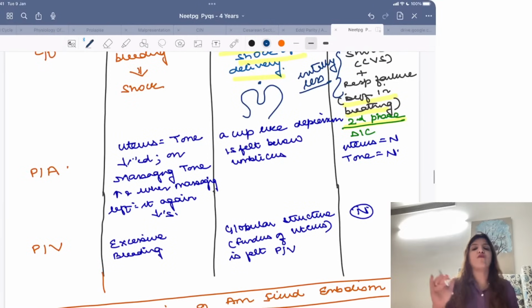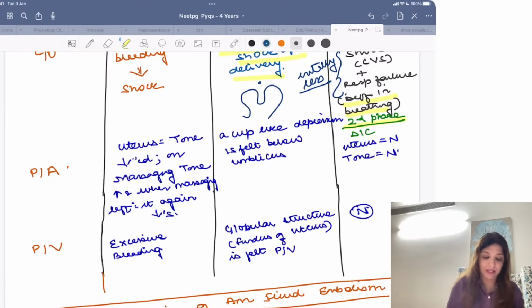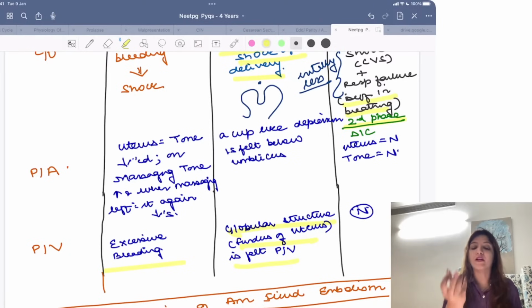In case of amniotic fluid embolism, uterus will be absolutely normal. The tone of the uterus will also be absolutely normal. Then come the per vaginal examination findings. In case of PPH, you will get excessive bleeding. In case of uterine inversion, you will feel a globular mass. So the fundus of the uterus can be felt. So you are going to feel a globular structure inside the vagina. And in case of amniotic fluid embolism, per vaginal findings will be normal.